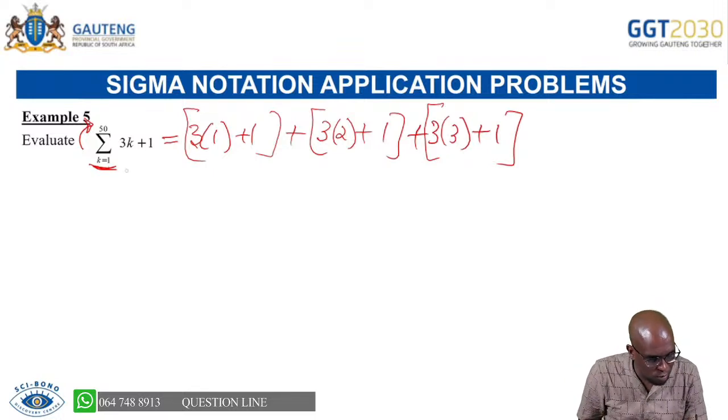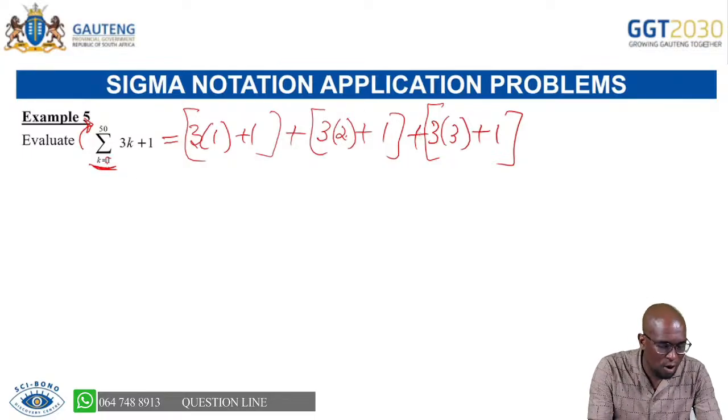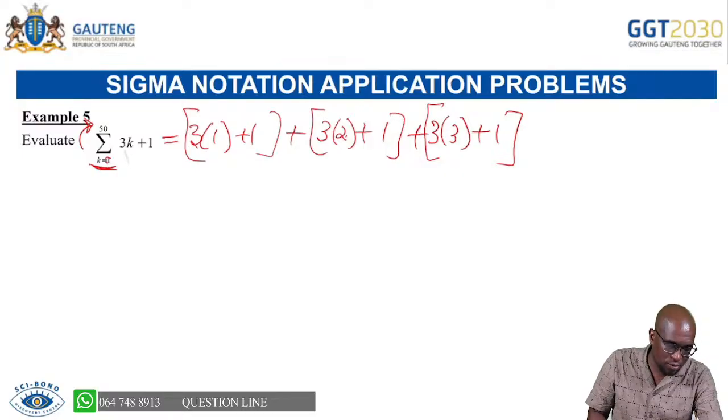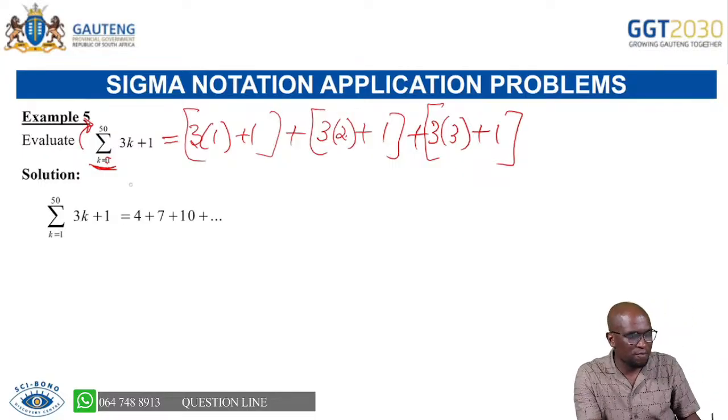K is equal to 1. Where there is k, I put 1. Then where there is k, I put 2 for the second term. Where there is k, I put 3 for the third term. And then from there, I will have my terms, so I will be able to study those terms. There we go: 4, 7, 10. So this is for sigma 3k plus 1 from k equals 1 to 50. So we generated the first 3 terms.